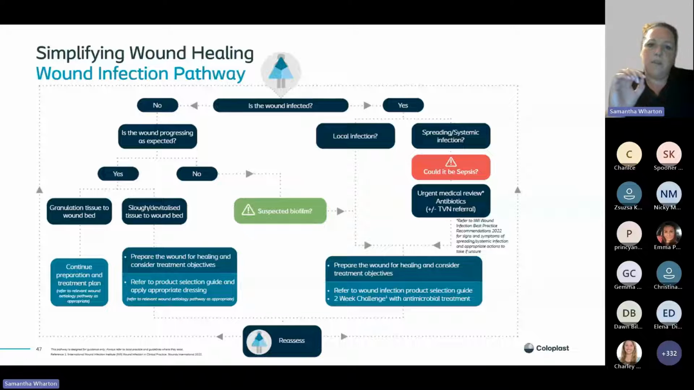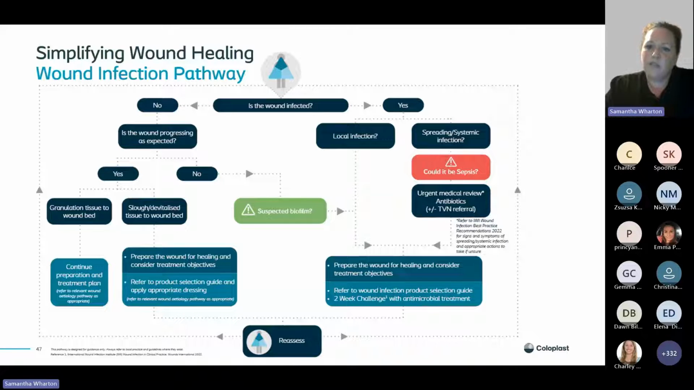Going straight back up to the top again, is the wound infected? Yes. Is there signs of local infection? Again, we need to prepare that wound for healing, consider our treatment options and use an antimicrobial for 2 weeks to see if that's effective.